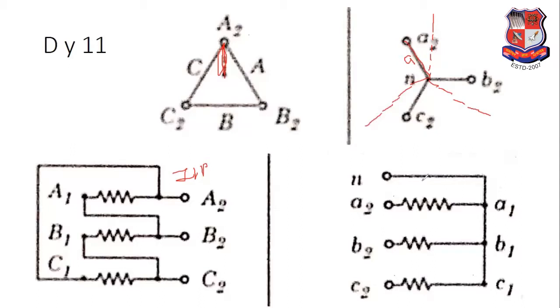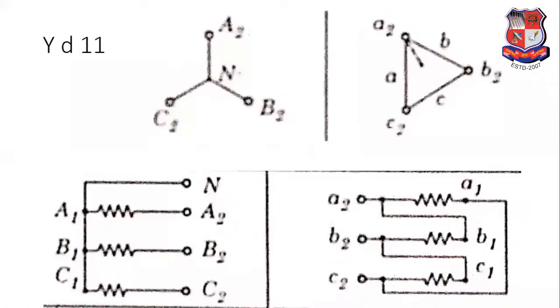Okay, simple. Next, YD11. So for YD11, HV is connected in star, A2, B2, C2. Okay. LV is connected in delta but 30 degree leading. So with reference to this particular phase A, 30 degree leading, this is your phase A. With reference to this phase B, 30 degree leading, this is phase B. And with reference to this phase C, 30 degree leading, this is phase C.